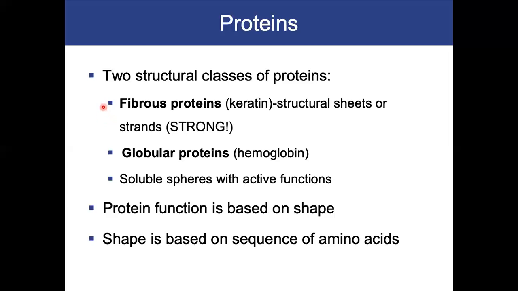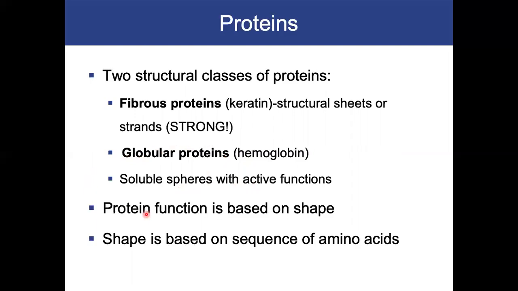There are two different types of classes of proteins: fibrous proteins like keratin, or collagen. So keratin, which is found in your hair and nails, collagen, which is underlying like in your connective tissue. These are fibrous proteins. Their structural sheets or strands are really strong, right? Globular proteins are more so what we talk about in physiology. These guys are spheres with active functions like hemoglobin.